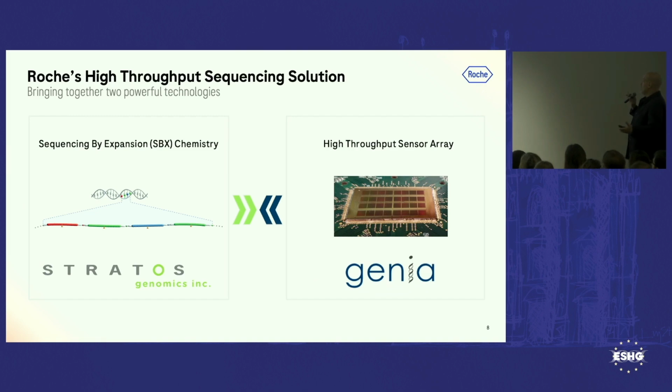So what is this? What is our approach to sequencing? It's the coming together of the Stratos Genomics sequencing by expansion chemistry with the Genia high-throughput sensor array.